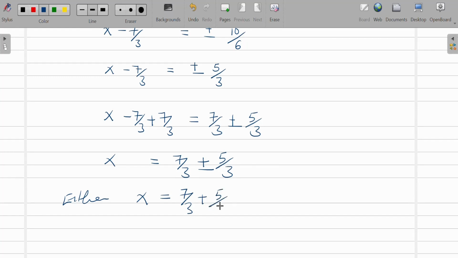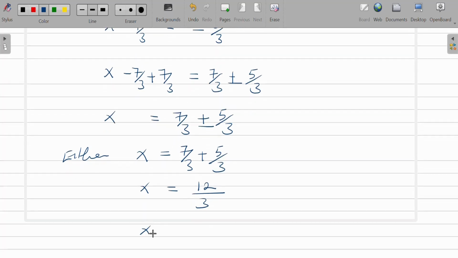As we simplify, we are going to get the LCM, which is 3, then 7 plus 5, we are getting 12. As we divide 12 by 3, we are getting our value of x as 4.